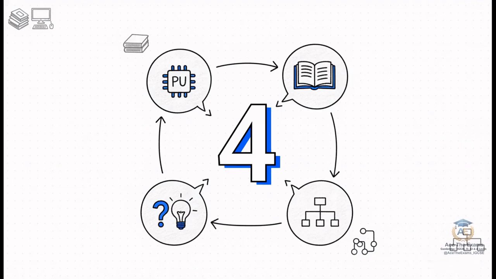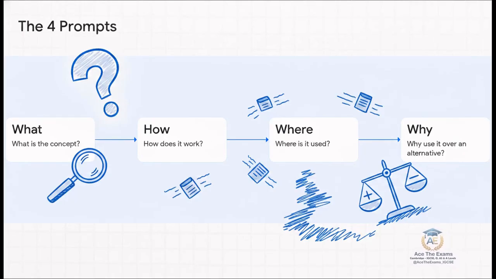And to make absolutely sure you execute that methodology flawlessly every single time you sit down to write, we're going to rely on a very specific number: 4. Now, in just a moment, I'm going to reveal the exact examiner clue that completely changes how you answer, the secret sauce that guarantees those top band marks. But first, you absolutely need the framework that makes that clue obvious in the first place. Enter the 4 prompts. Prompt 1, what is it? Prompt 2, how does it work? Prompt 3, where is it used? And prompt 4, why use it over an alternative in that specific situation?